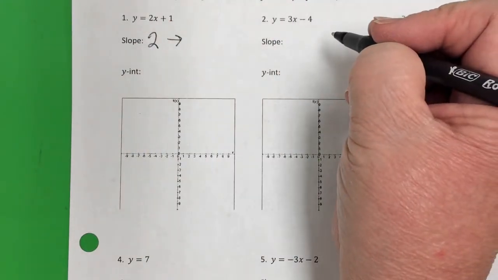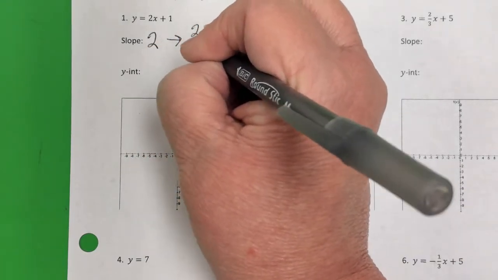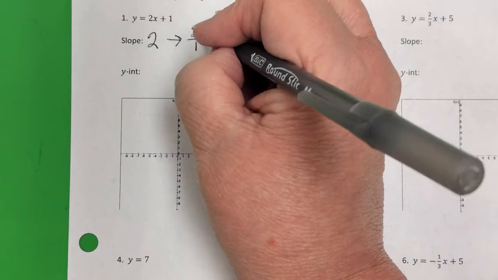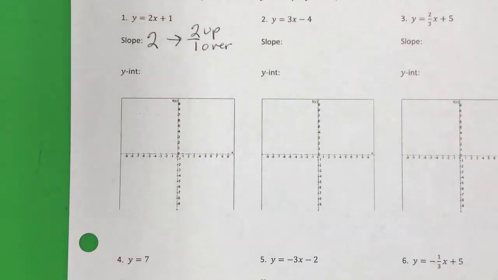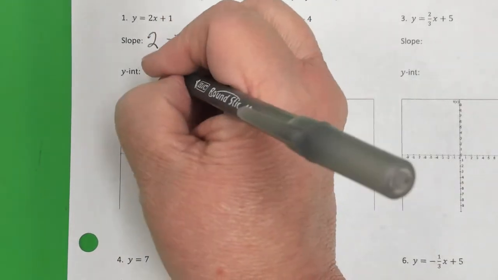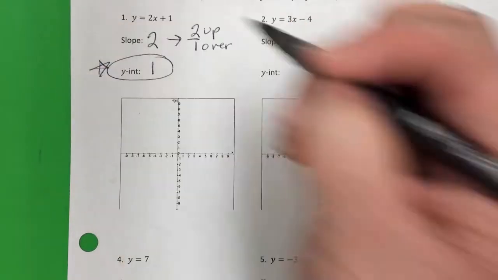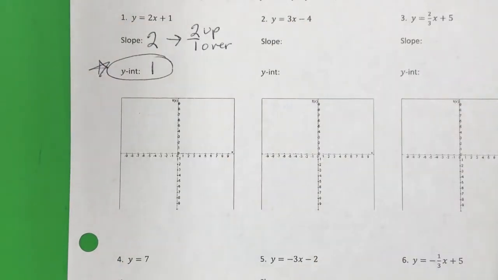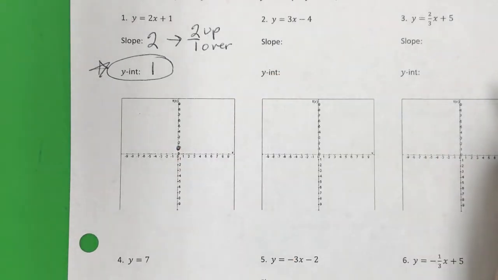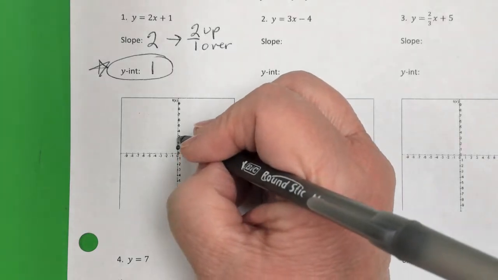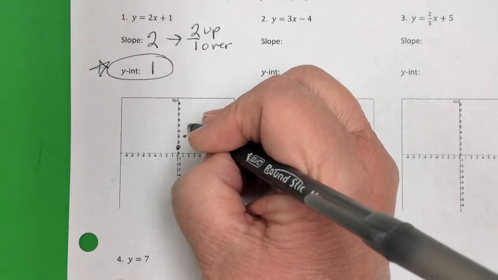Making sure we remember how to count that slope. Make it into a fraction that doesn't change its value. 2 over 1. It's positive, so it's going to be up 2 over 1. Our y-intercept is our constant, and that's 1. Remember, this is what we have to graph first. We have to graph our y-intercept. So our y-intercept is positive 1. And to count our slope, we're going to go up 2 over 1. Up 2 over 1.